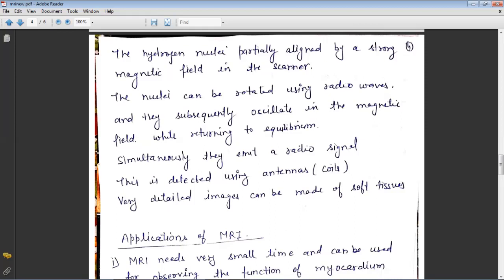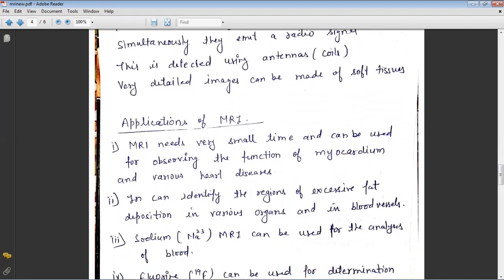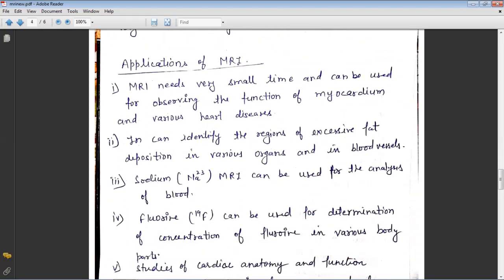Now there are some applications of the MRI. It is a very important part of the MRI, so we want to discuss each topic. First, MRI needs a very small time and can be used for observing the functions of the myocardium and various heart diseases.